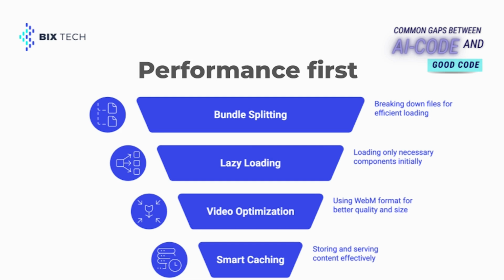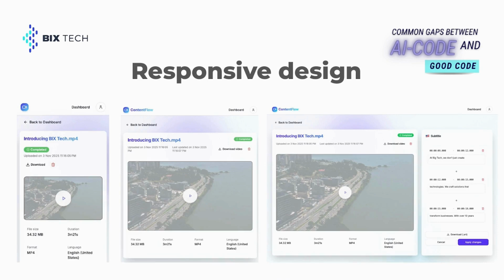First, we implemented bundle splitting to load only what is really necessary. We use lazy loading to load components on demand. The videos are optimized in WebM, which is a format more optimized for web content, and the service workers perform smart caching, ensuring that the app loads quickly even with a poor connection. Second, true responsiveness. It's not just about making a bunch of media queries in the CSS or the site's styling. It's about thinking, from the start, in mobile first as well, ensuring that the base works perfectly on the phone and that the rest improves progressively.